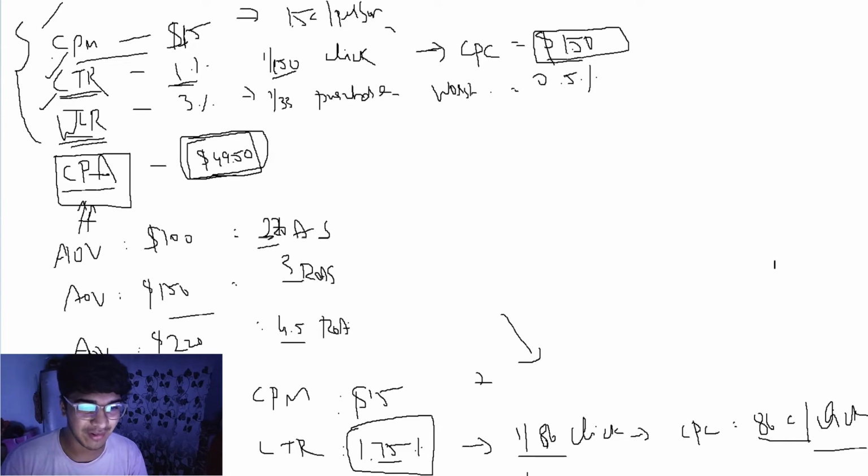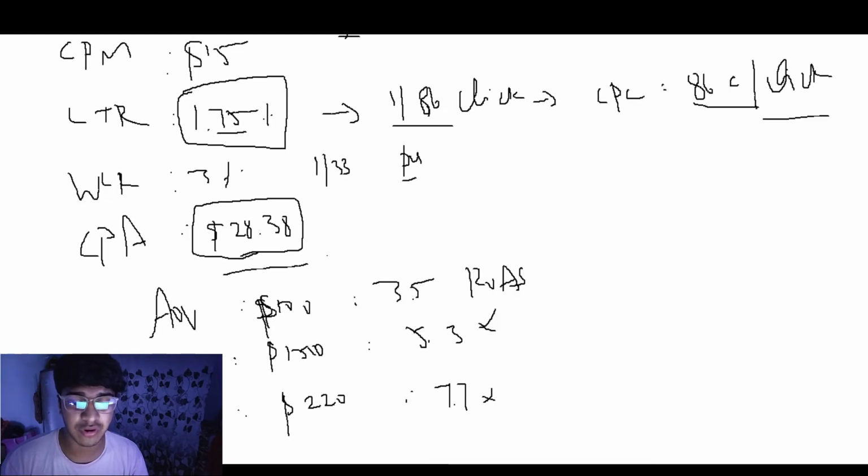Now very important. Last time we had a click-through rate of 1%, right? Now we just have a 1.75% click-through rate, and look how it affects our entire performance of the ad set. In this case, 1 out of every 86 who are shown our ad click. In the previous case it was 1 out of every 150. Now it's 1 out of every 86 click. And that's going to drastically decrease our cost per click to an 86 cent per click.